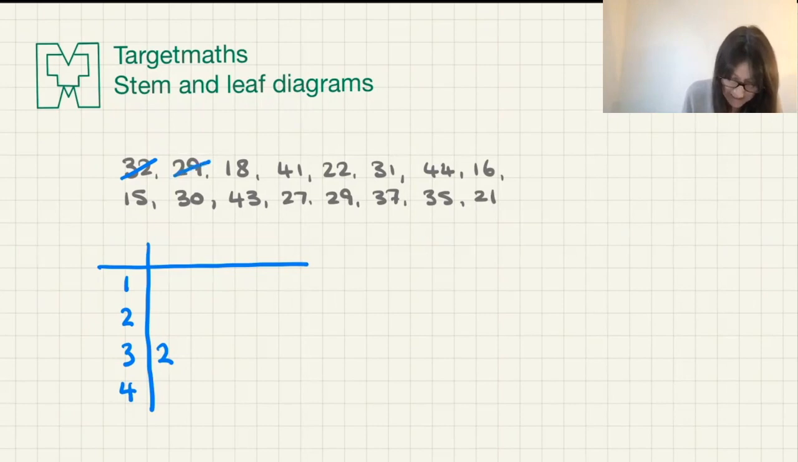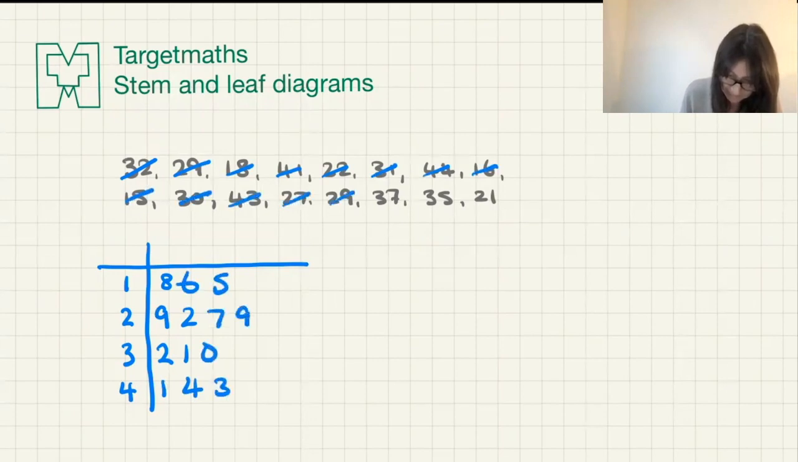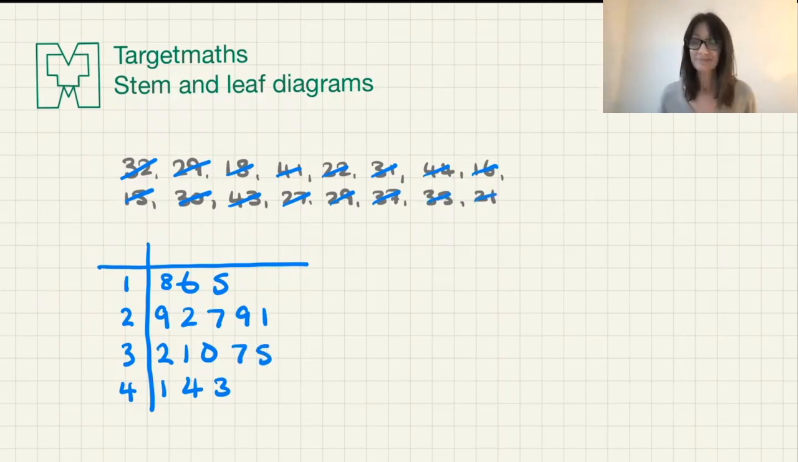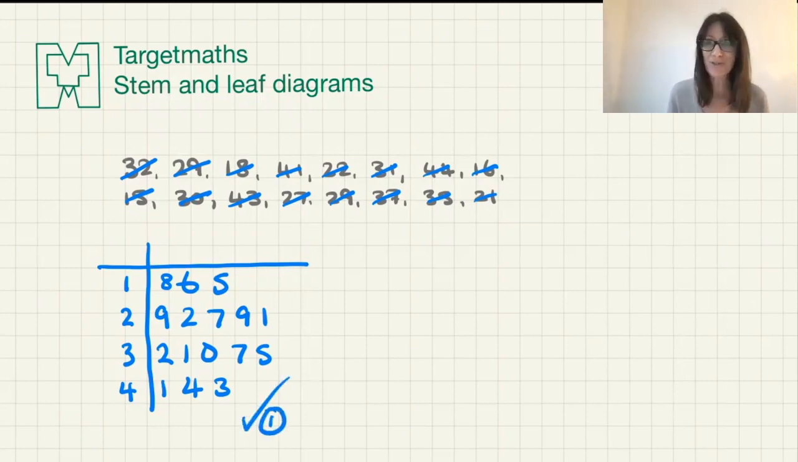So 29 is next. So I've got to put a 9 there. Then I've got my 18, 41, 22, 31, 44. And I just keep going until I've got them all in. And 35 and 21. There we go. Now, if I did that, I would have 1 mark. This is a 3-mark question, so there's definitely more to do.